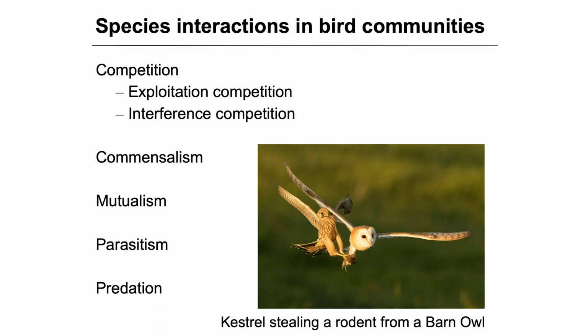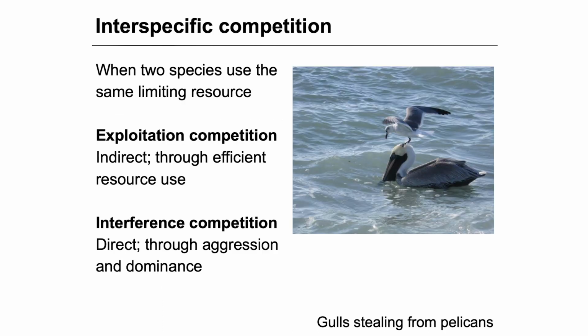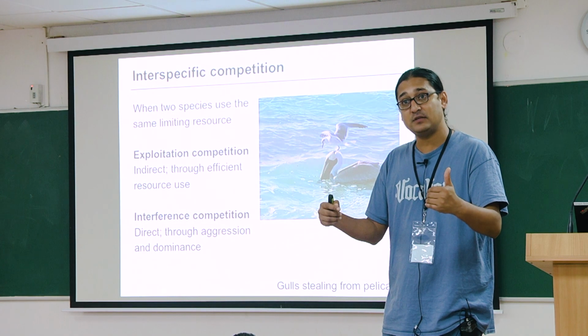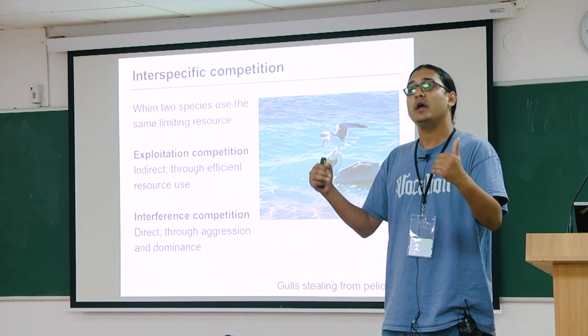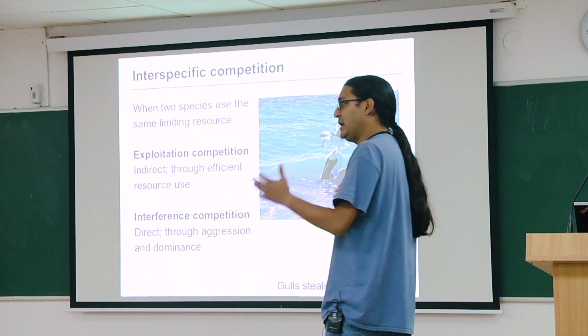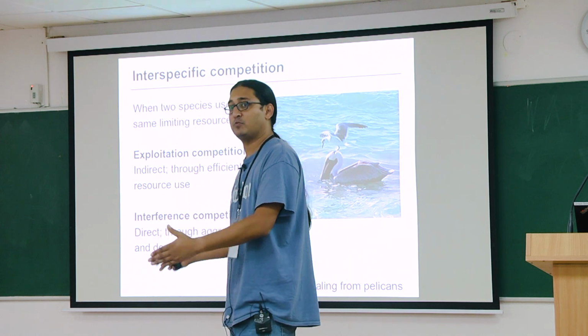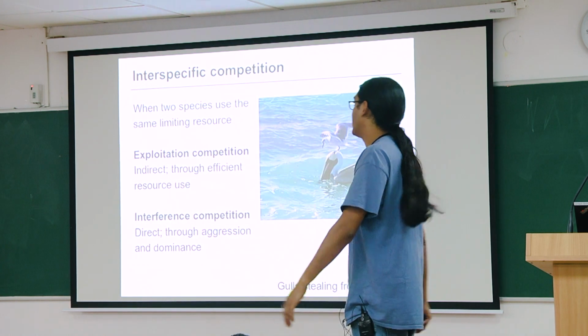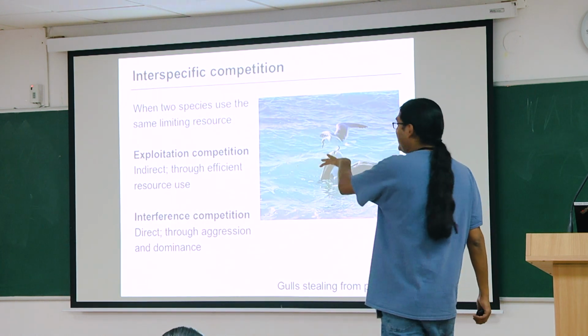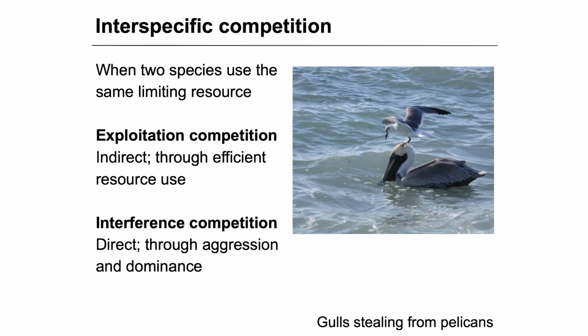Let's get to competition. And this is interspecific competition. This is competition between two species. And if it was within one species, it would be called intraspecific competition, right? We are talking about interspecific competition, where one species competes with the other. And there are two types of competition between two species. There's exploitation competition, which is also sometimes called scramble competition.